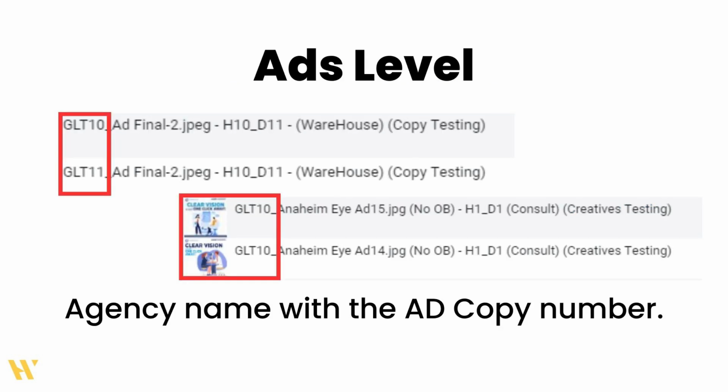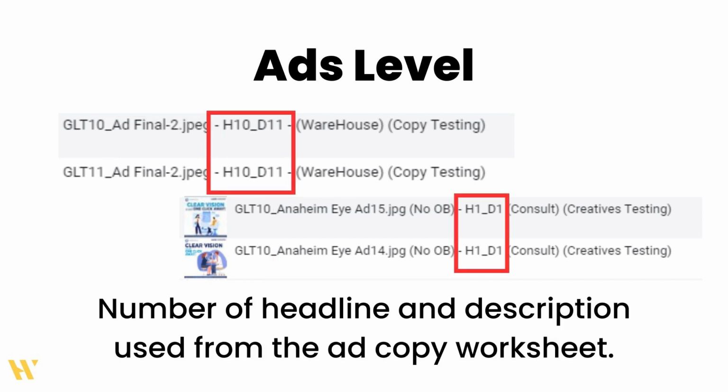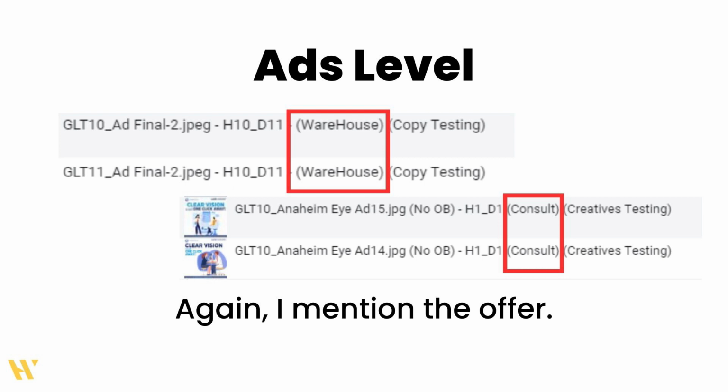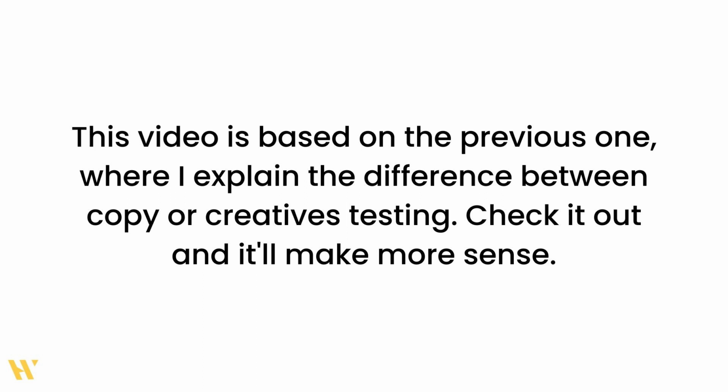Okay, next up on the ads level, we again have the agency name and the number of the ad copy. Then we have the name of the ad creative, then the headline number and description number from the ad copy worksheet. And then again, I mention the offer. And then for quick access, I mention whether it's a copy testing or a creatives testing ad set. This video is based on a previous one where I explained the difference between copy and creatives testing, so make sure to check it out and it will make more sense.